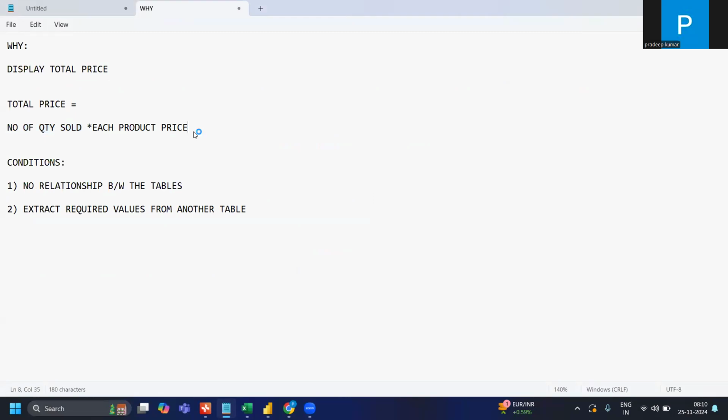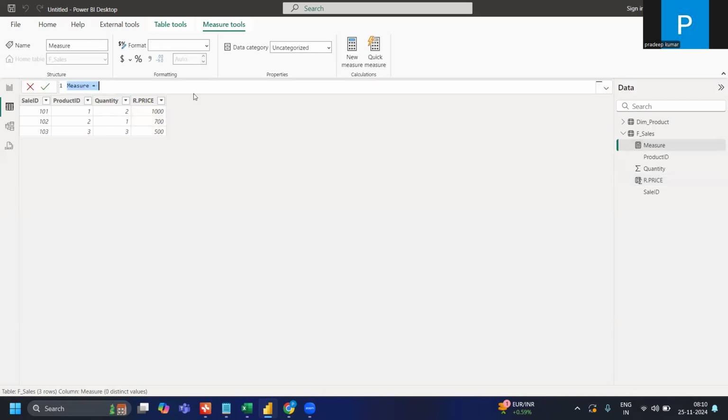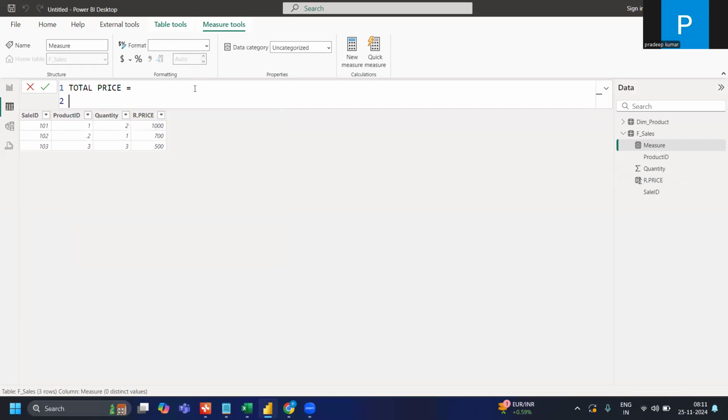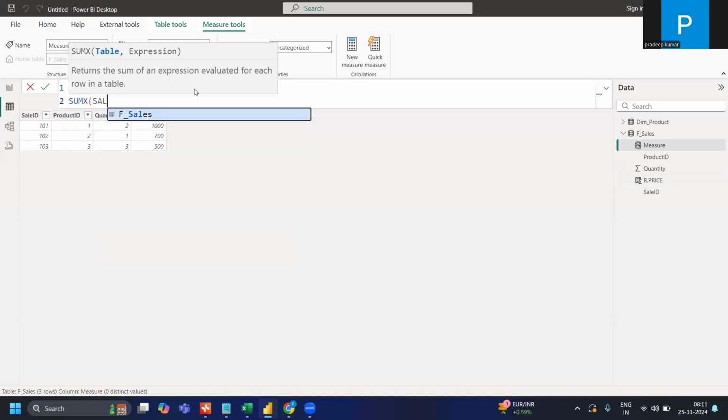Now we have the quantity sold and its product price in one table. So we can easily find the total price. Either you can go with a calculated column or a measure. Let me go with the measure. New measure, total price. Let me use the SUMX function, a row by row operation. What is the table name? The sales table.